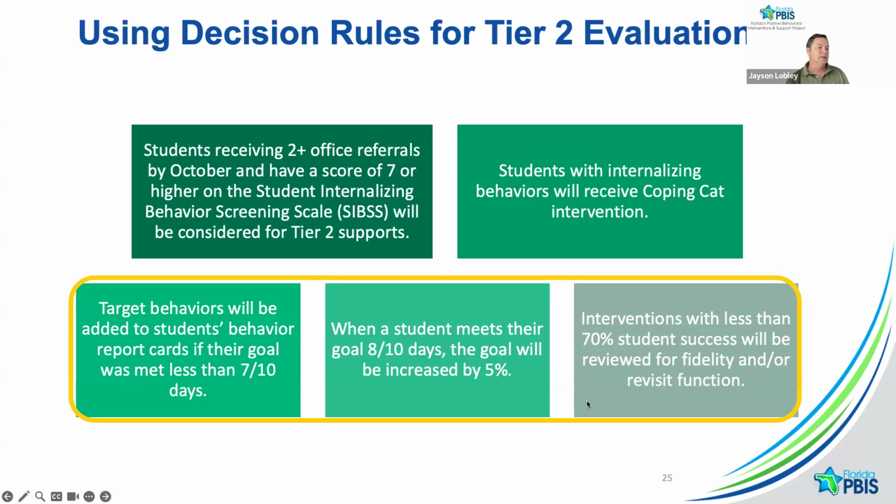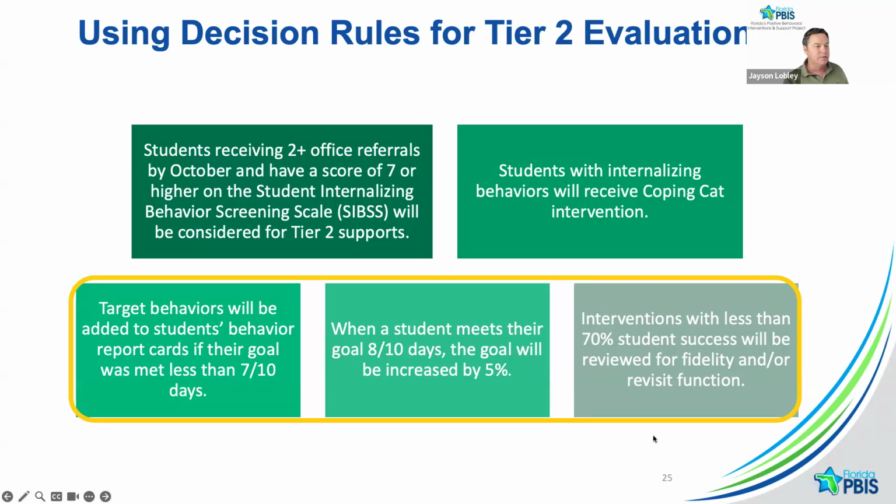And then this last one on the right, this decision rule would be interventions with less than 70% student success will be reviewed for fidelity and/or revisit function. So they're looking at, okay, this group of students is not being successful. Let's make sure we have good fidelity for our implementation. Let's make sure all those steps are there. Let's make sure that they're getting these interventions as much as they need to. And if they are, then maybe we have the kid plugged into the wrong intervention. So that's another decision rule there.